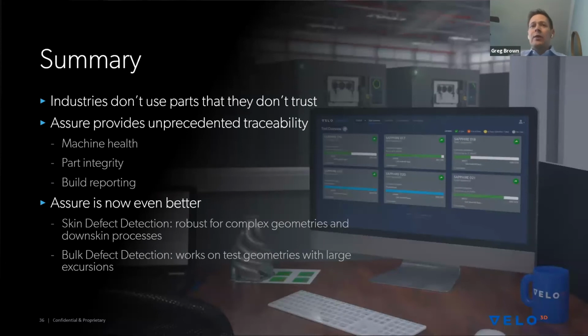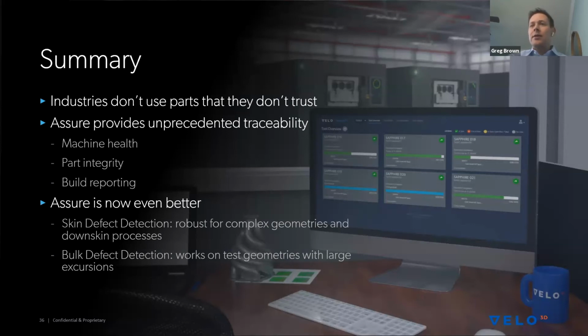So in summary, like we said from the beginning, industries aren't going to use parts that they don't trust. We need quality control mechanisms in place for all of these parts that we're making, and there's a ton of information that is coming off of the printer that we can leverage to try to provide more and more confidence in the quality of the part that we're making.